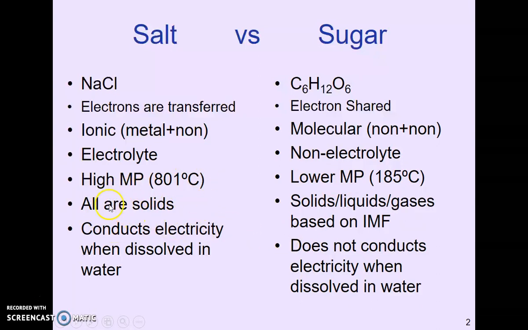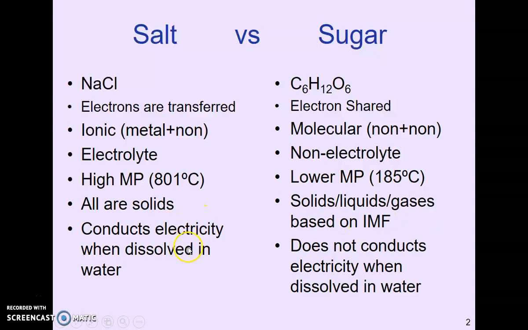Ionic compounds are solids. All of them are solids. And covalent compounds are either solids, liquids, or gases based on what intermolecular forces they have. And if you remember the intermolecular forces, those are dipole-dipole, hydrogen bonding, and London dispersion forces. Of those, hydrogen bonding is the strongest. We are going to talk about the intermolecular forces at the end of this unit.